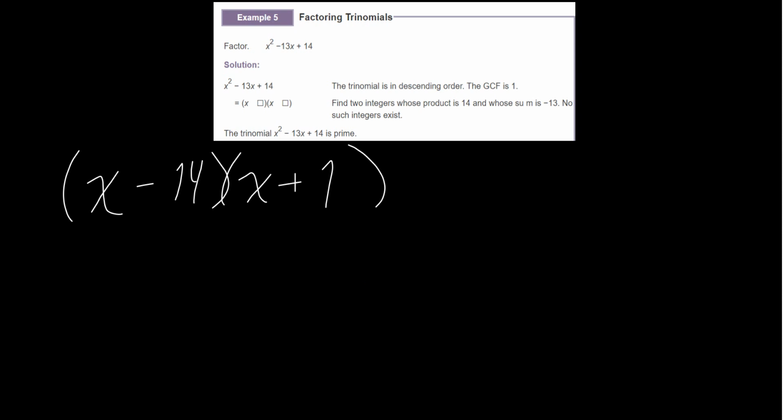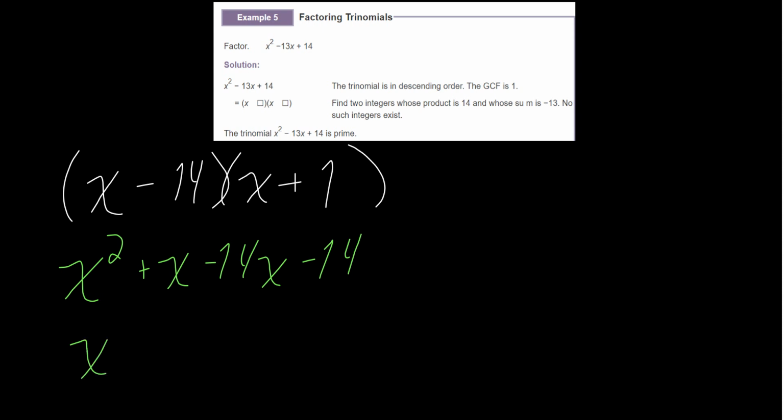If we FOIL this, we'd have x squared minus x plus x minus 14x and then minus 14. We combine the like terms. We have x squared minus 13x. Looking good so far, but then we've got a minus 14, and that's where we differ. Looking up here is a positive 14. And of course, no other factor of 14 will work to give me a 13. So what we would say is we have this trinomial, and we cannot factor it.